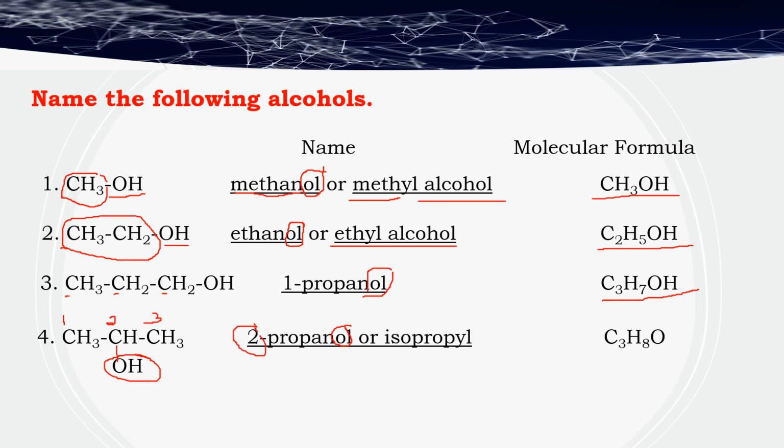Or we can also use the common name of this one. This is isopropyl. It is also called isopropyl. So the molecular formula is C3H8O. Here, the hydrogens are combined. So we have 3 plus 1 plus 3 and the other one here. So we have 8.